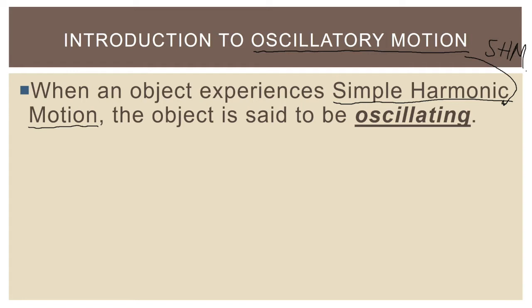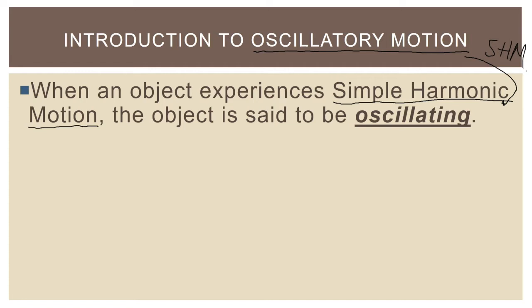So when an object experiences simple harmonic motion, the object is said to be oscillating. Now, of course, the question here is, well, what does oscillating mean? What does the word oscillation mean? You've actually seen this before. I want you to think about when you've seen the word oscillation before, because you have seen it before. And the main thing that you should remember is that exactly in the context in which you've probably seen it, it means the same thing in this context.